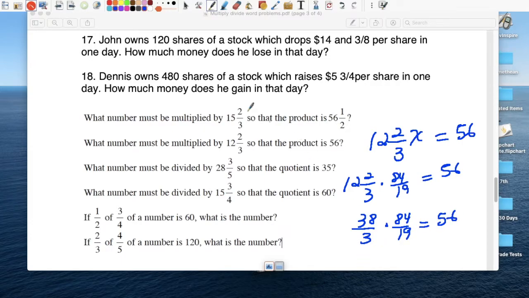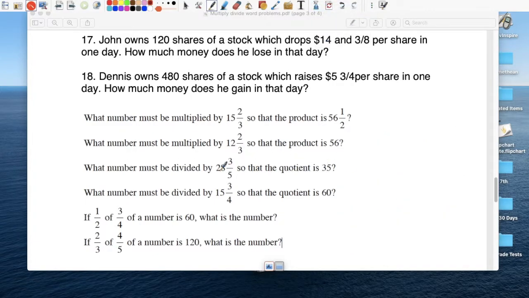Can I simplify? Yes, there's a lot I can simplify. 19 divided by 19 is 1. 38 divided by 19 is 2. 3 and 84, I can simplify. 3 goes into 84 28 times. Good. 3 divided by 3 is 1, and 84 divided by 3 is 28. So what do I have left over? 2 times 28. And does 2 times 28 equal 56? Yes, it does. So we are good. Okay.